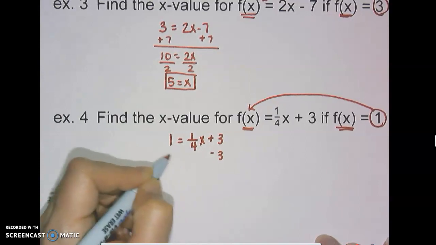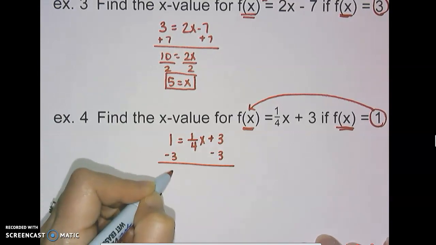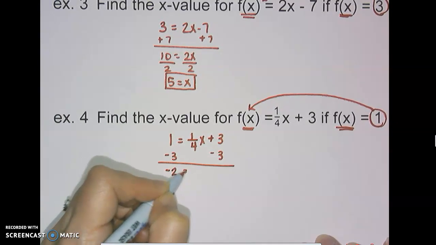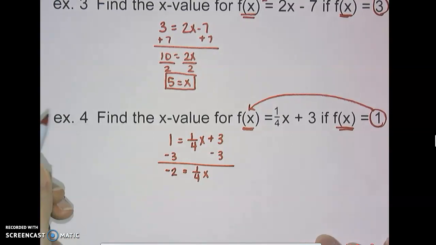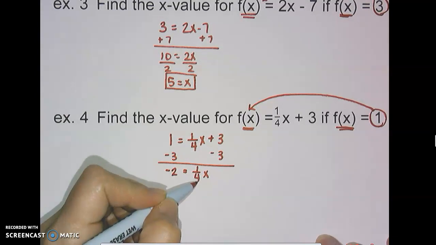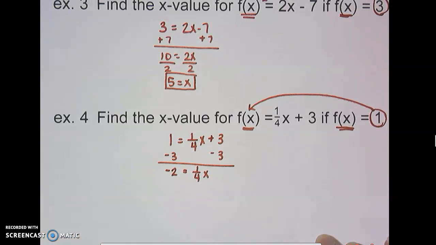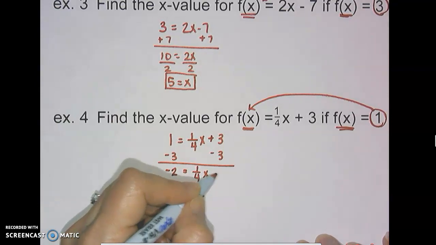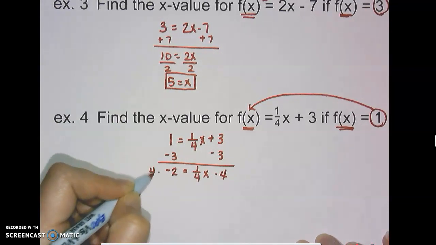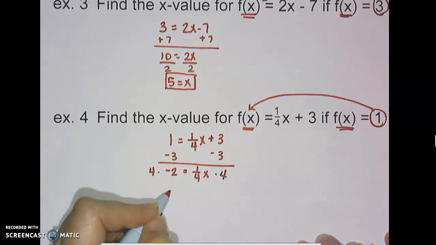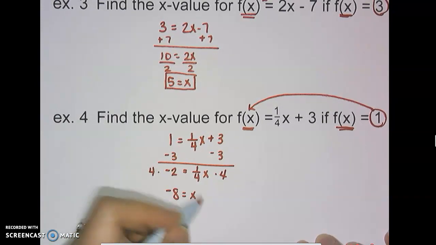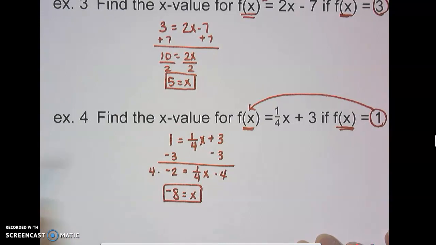So we would subtract 3. And negative 2 would equal 1/4 x. To get rid of this multiplying by 1/4, you could divide by 1/4 on both sides, but that's the same thing as just multiplying by 4. So we're going to multiply by 4 on both sides. And we would get that x would equal -8.